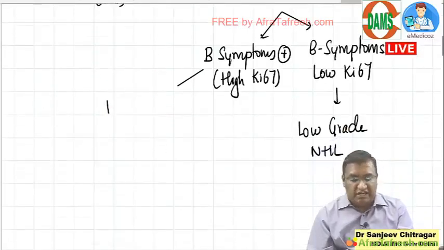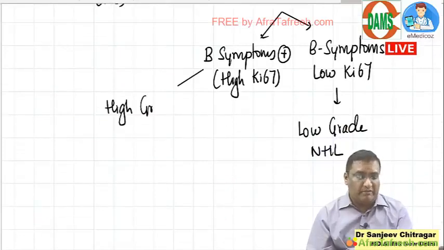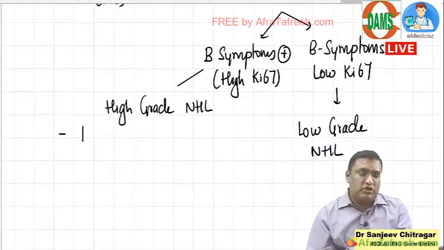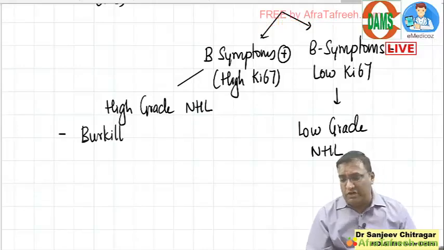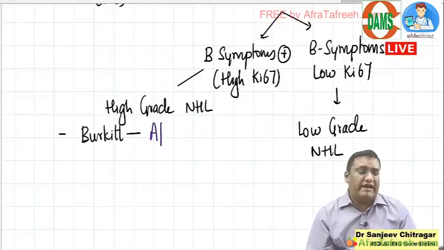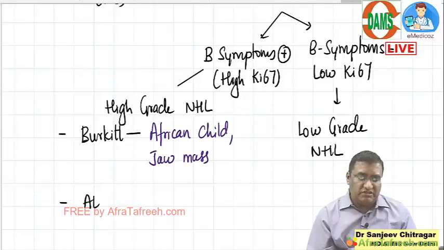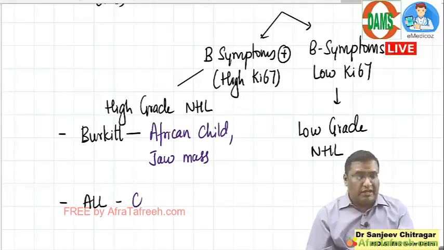What keywords? Clinical. I'm still talking clinical here, not talking markers. High grade, B symptoms present, high grade neoplasms, commonly Burkitt lymphoma, one very important high grade. Keyword: look for an African child, clinical history, African child, and a jaw mass, very important. So this can be the history. Otherwise, ALL also can be there, usually seen in children. No other clinical history will be given.